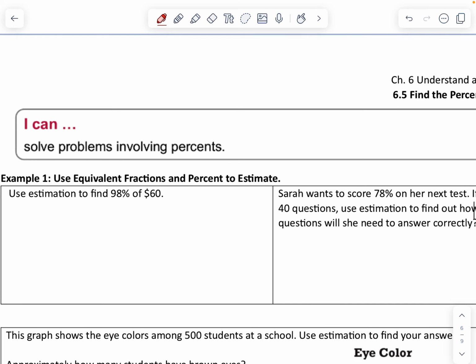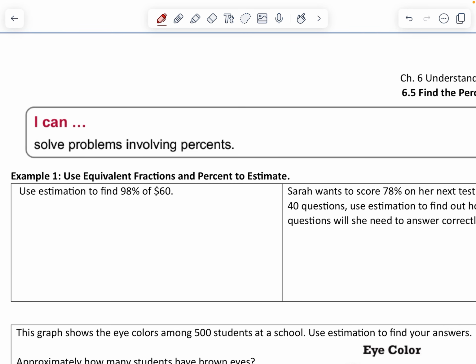Up here, I want you to write percent over 100 equals part over whole. And remember, if it says is, that's your part. And if it says whole, or it says of, that's your whole. This is the proportion we're going to use every single time.